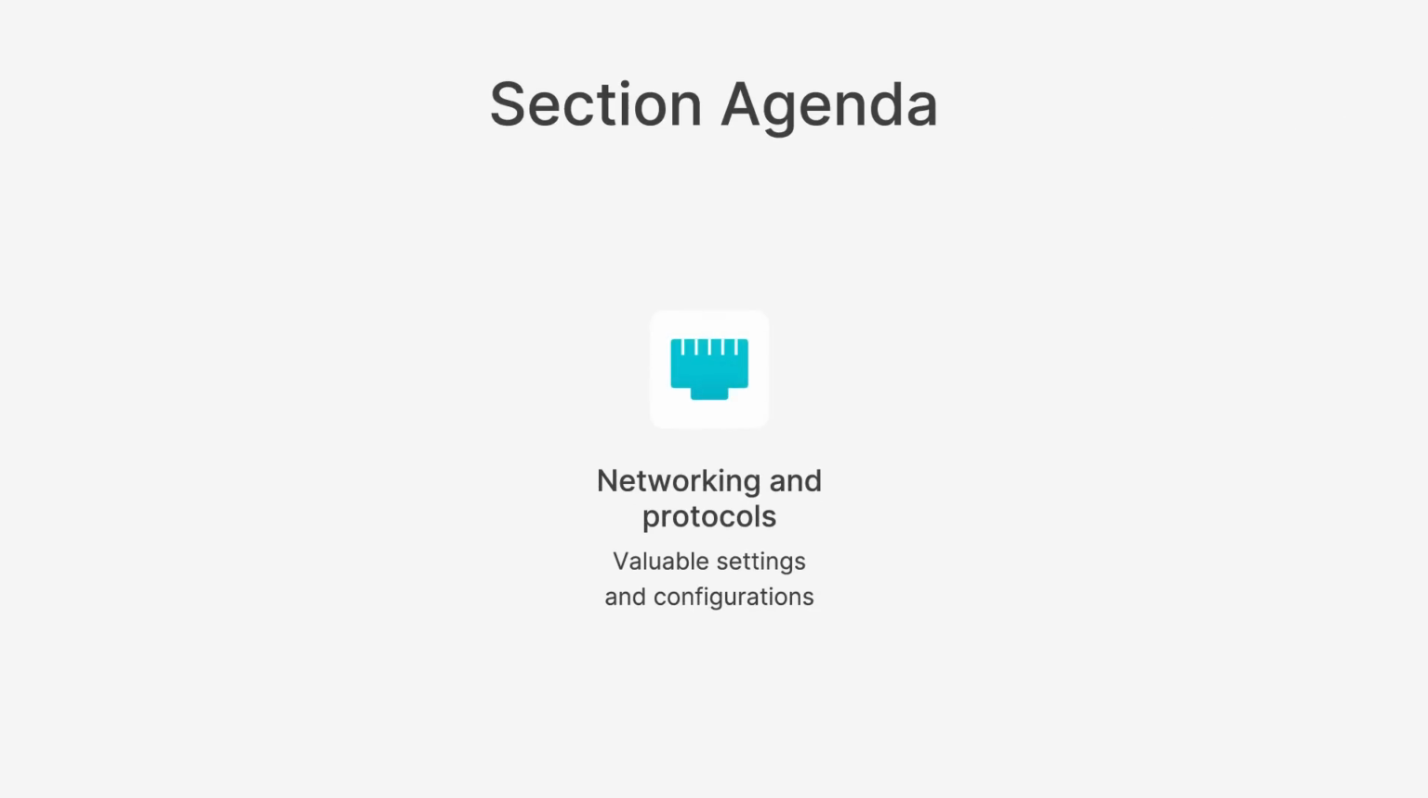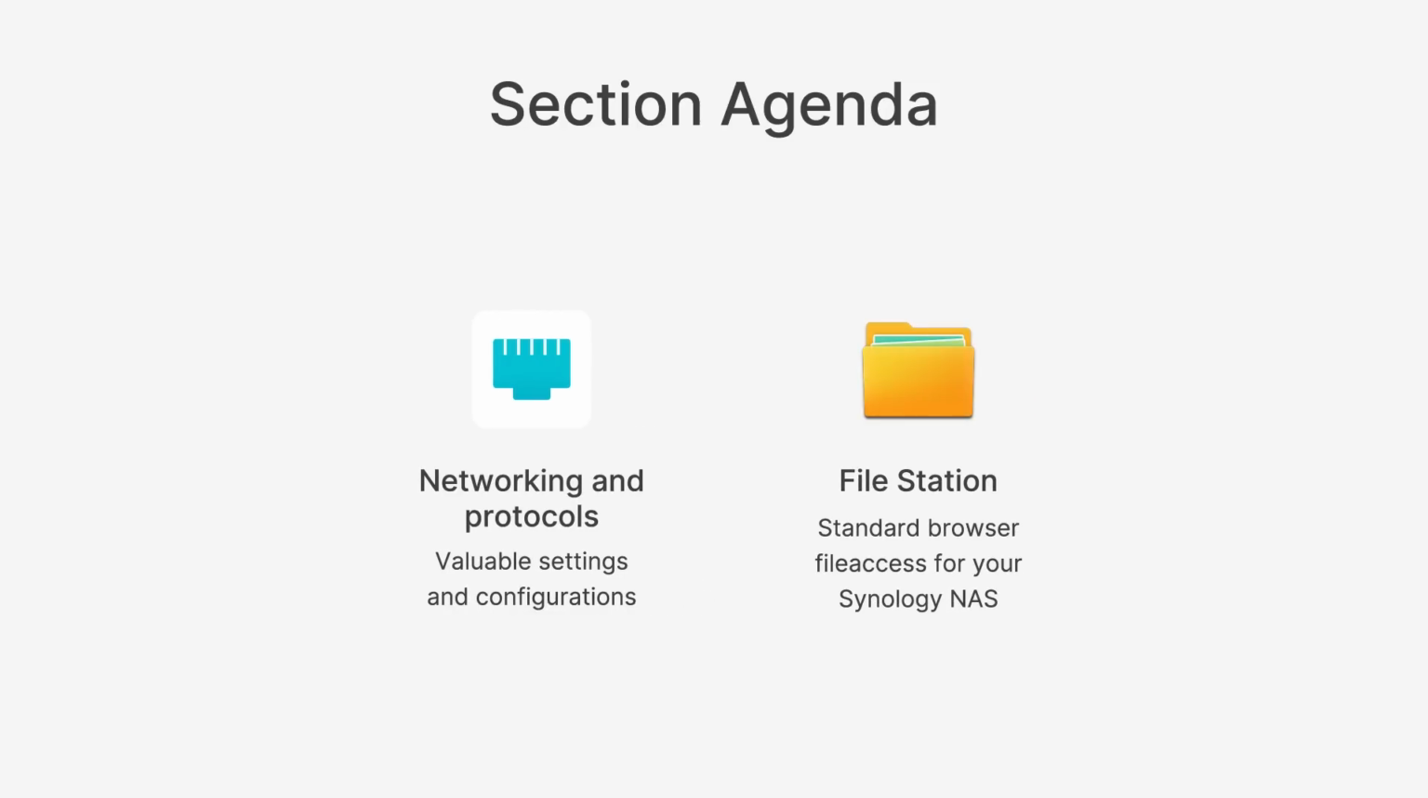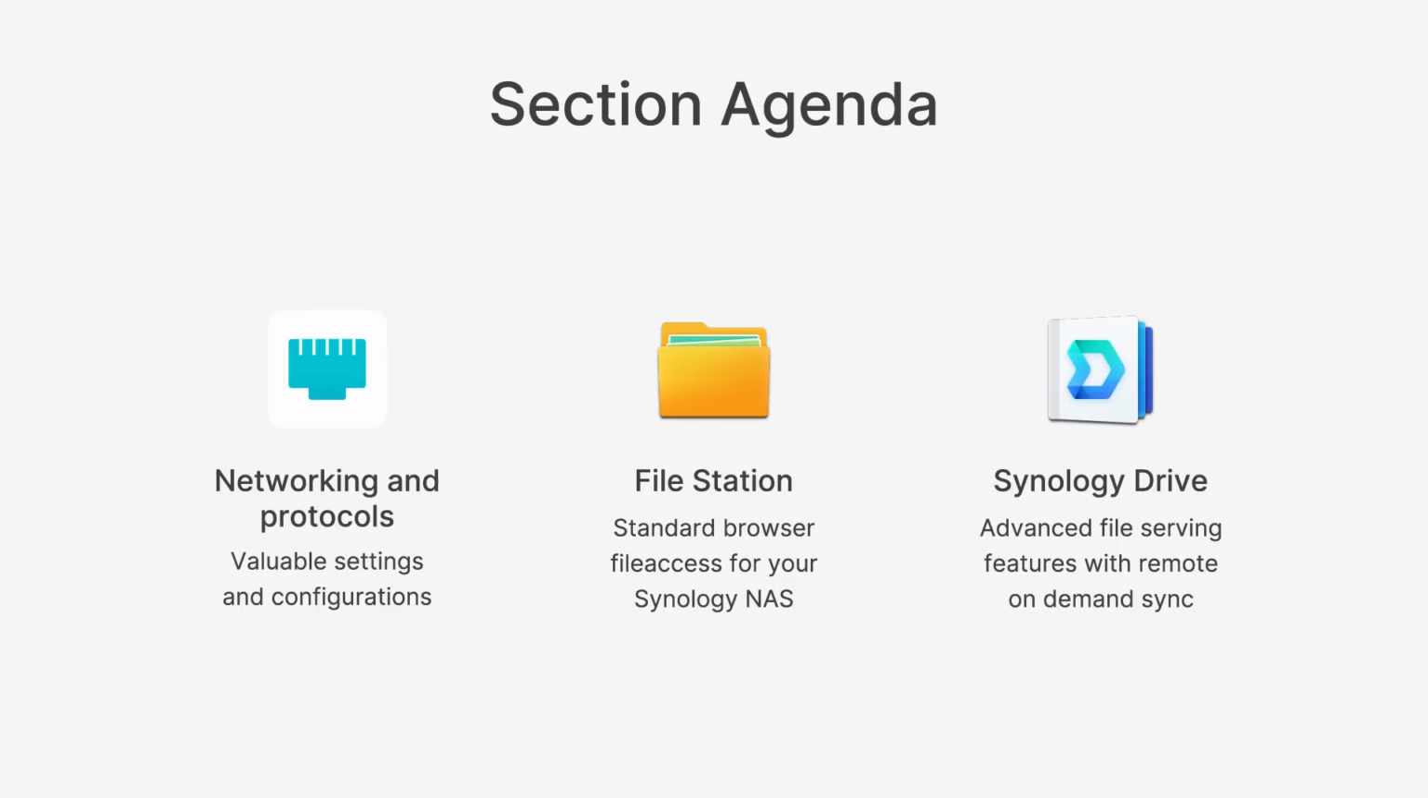Moving on into section 1 on file serving for macOS users. For this section, we're going to start off by taking a look at networking and protocol settings inside of DSM's control panel so that you can utilize many of these different features effectively. We're then going to take a look at the normal file protocols that you have available inside of the Synology NAS, and we're going to round things out by looking at Synology Drive. Now you can do more advanced file serving tasks such as on-demand syncing with your macOS devices.